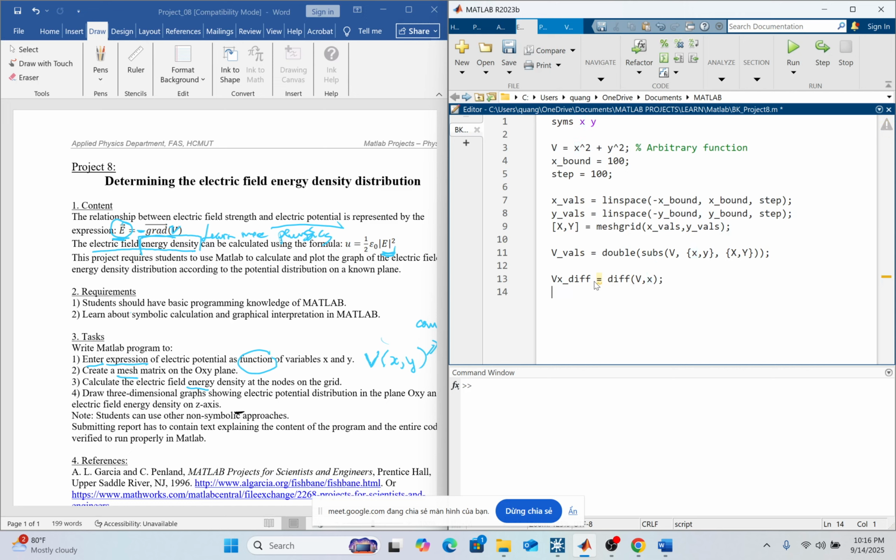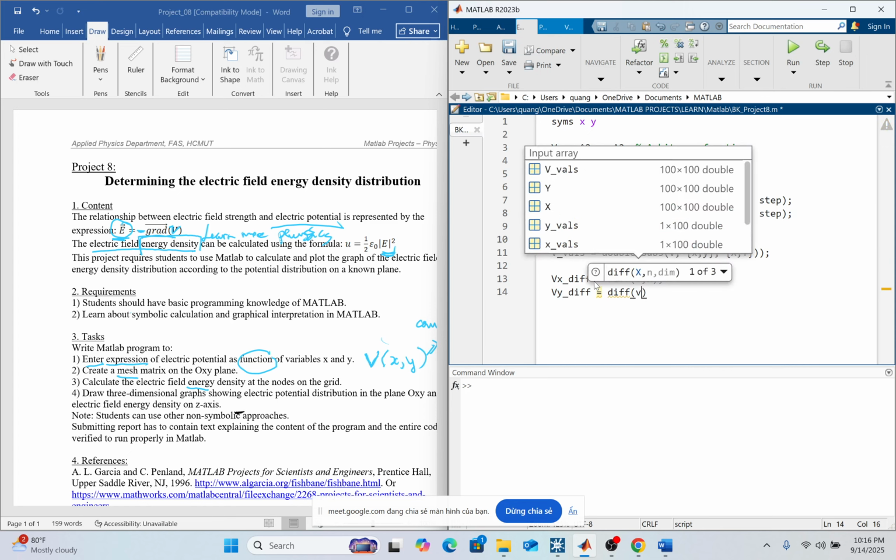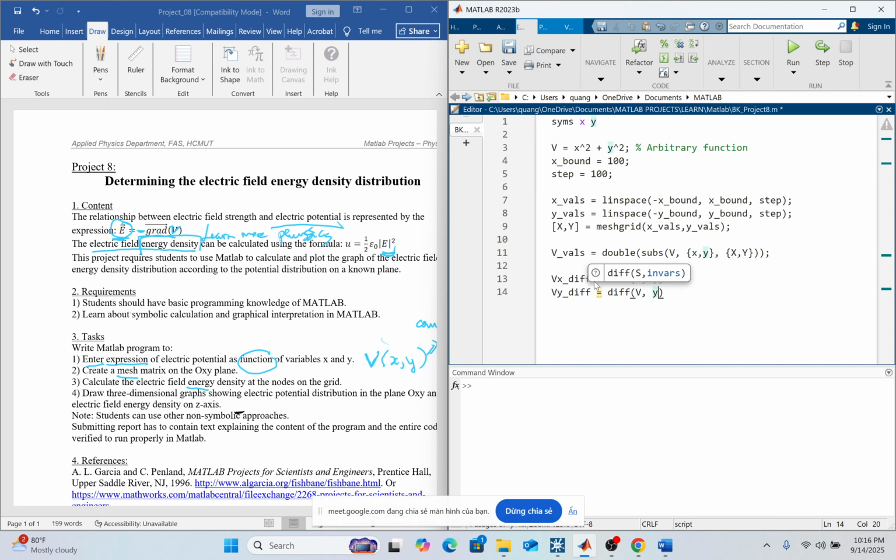Okay. And similarly, vy diff will be equal to diff of v and y. Diff is a built-in function in MATLAB for you to evaluate the derivative of an arbitrary function that you input. Okay. Then these are going to be functions.